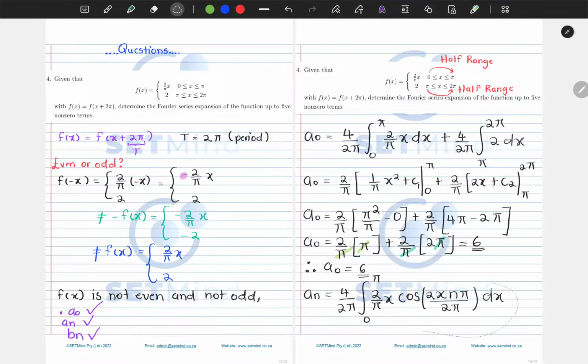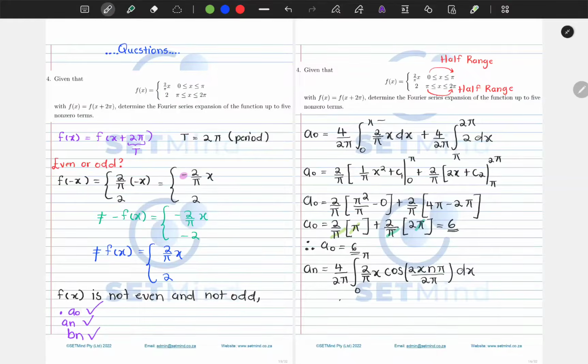So let's go to the next page and add the missing component here. But maybe let me create space here. We need to add the missing component, which is 4 over 2 pi, and that will be integrated between pi and 2 pi. And the function is valued 2. And we'll multiply by cos of 2x and pi divided by 2 pi dx. So let's go to the next page and simplify this.